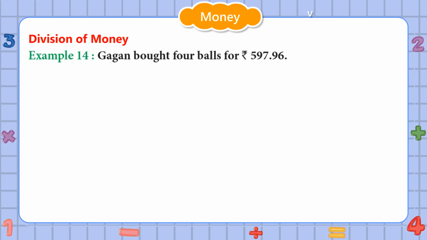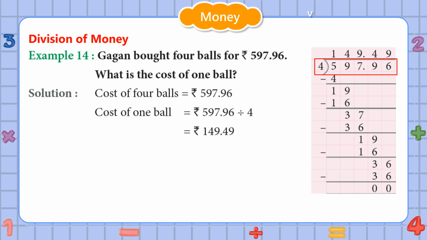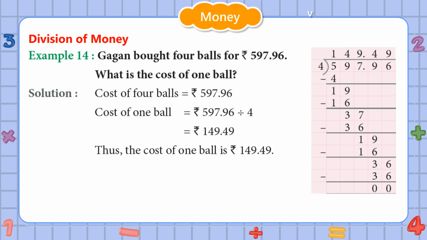Example 14. Gagan bought 4 balls for rupees 597 and 96 paise. What is the cost of 1 ball? Solution. Cost of 4 balls is equal to rupees 597 and 96 paise. Cost of 1 ball is equal to rupees 597 and 96 paise divided by 4. It is equal to rupees 149 and 49 paise. Thus, the cost of 1 ball is rupees 149 and 49 paise.